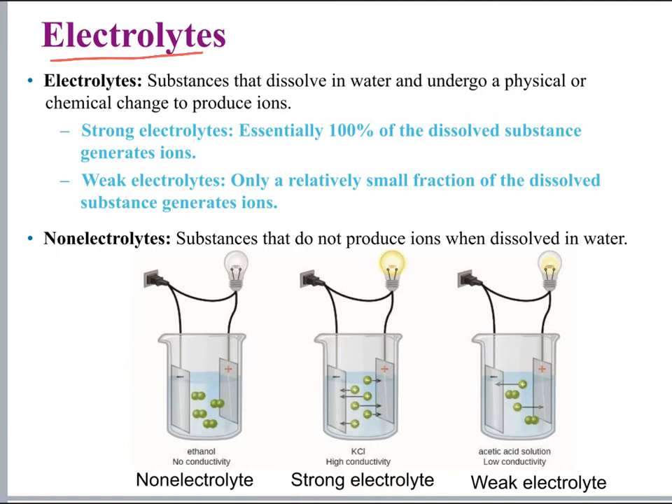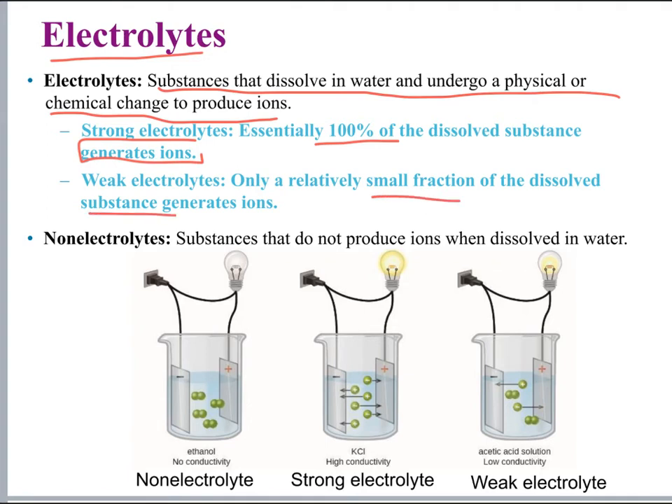And if you heard me say ions, that is completely correct, and it also reflects what we're talking about here. So electrolytes are substances that dissolve in water and undergo a physical change or chemical change to produce ions. So strong electrolytes, 100% of it will be dissolved and generate ions. Weak electrolytes, only a small fraction will generate ions. Non-electrolytes, they'll dissolve, but they do not produce ions.